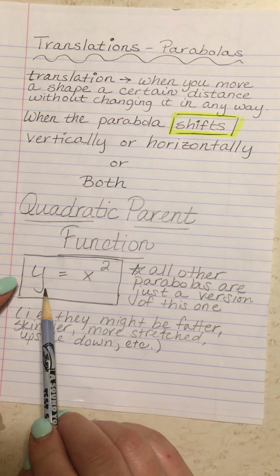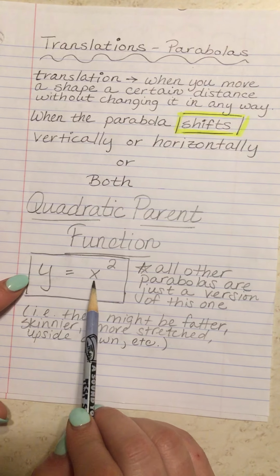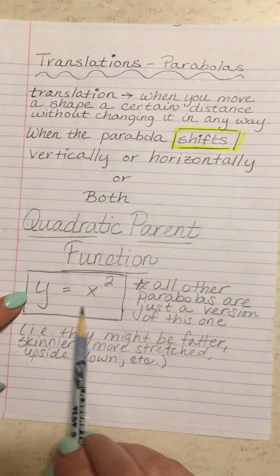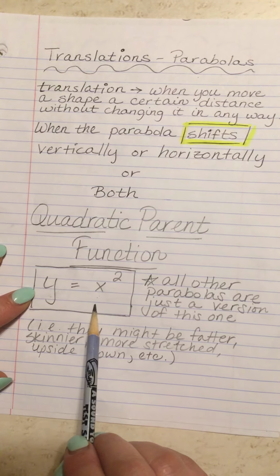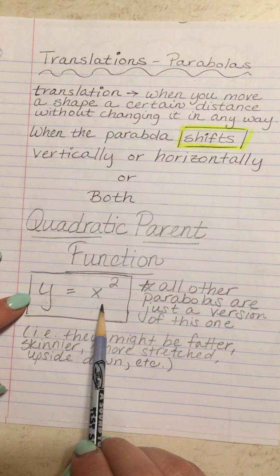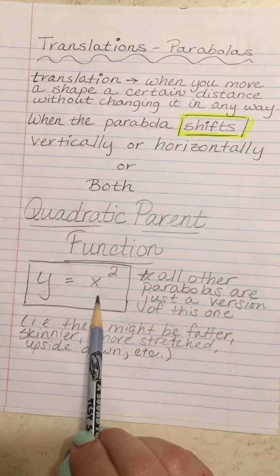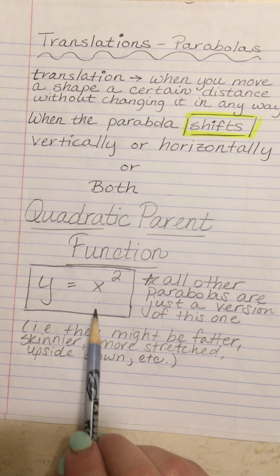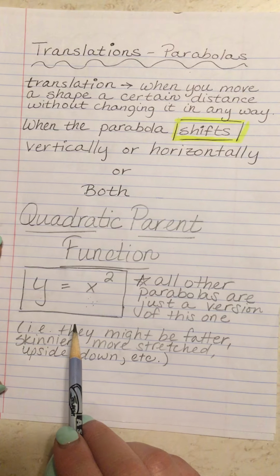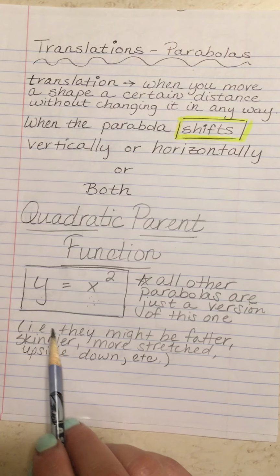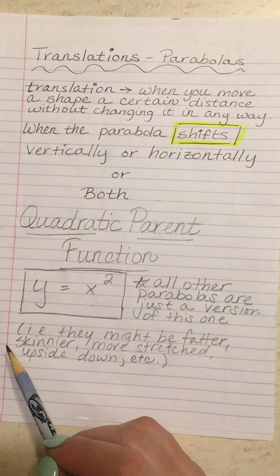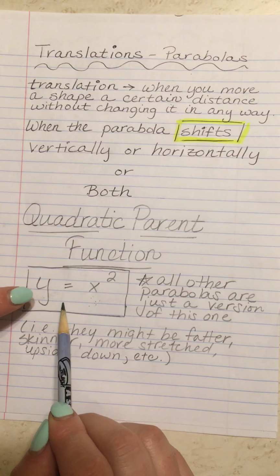So this is our parent function: y equals x squared. That is really important. You need to write that down, that this is always our parent function, meaning every parabola is going to start from this place. In other words, all other parabolas are just a version of this one. They might be fatter, skinnier, stretched out more, or upside down, but they're still going to take a form of this function.